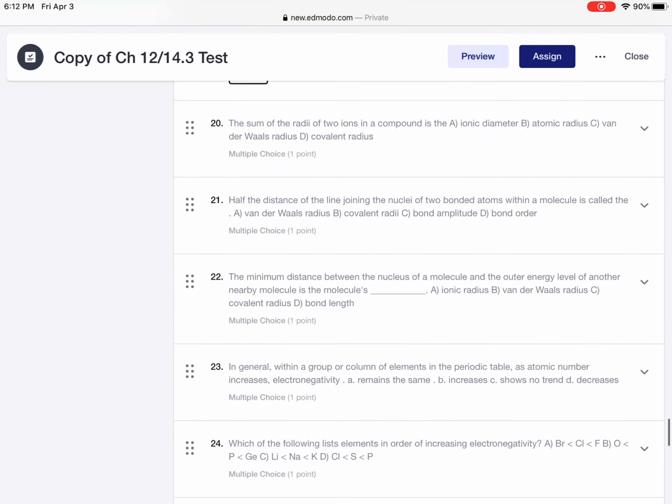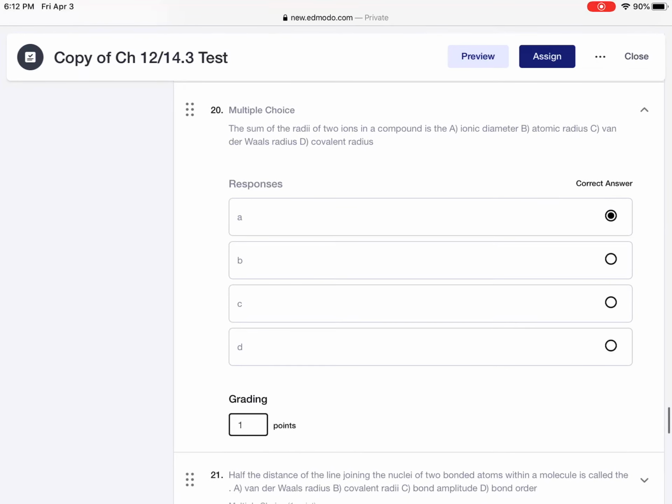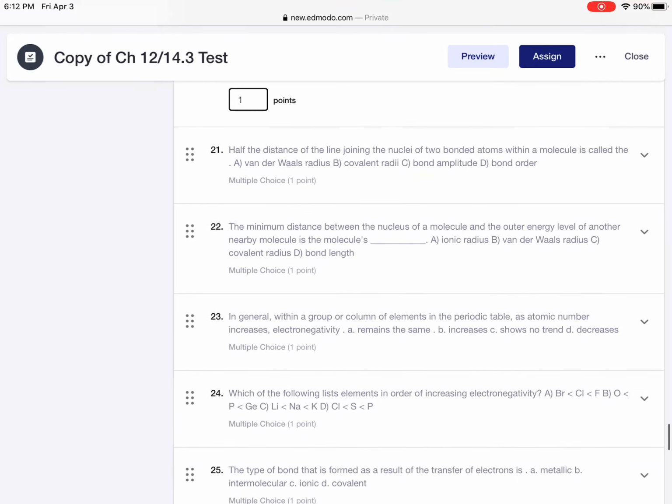So the answer is D. Number 20, the sum of the radii of two ions. Well, the rest are radii, so if you're adding two radii, the only answer could be diameter. So the answer is A.